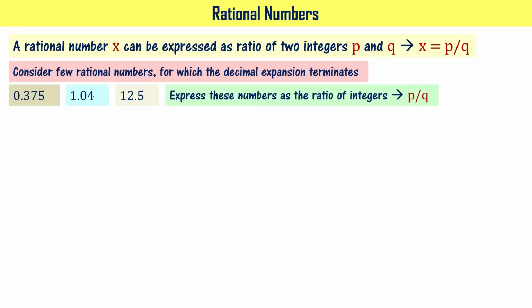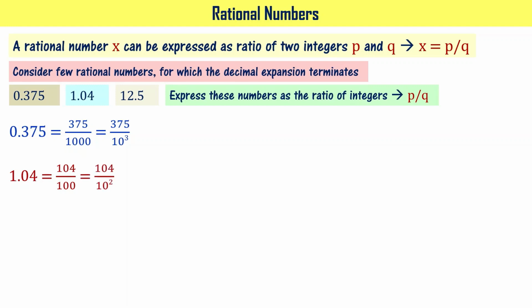Now let's express these numbers as a ratio of integers in the form of p by q. 0.375 can be written as 375 divided by 1000, right? It can be written as 375 divided by 10 cube. 1.04 can be written as 104 divided by 100. That can be written as 104 divided by 10 square, right? 0.0875 can be written as 875 divided by 10,000, right? It can also be written as 875 divided by 10 power 4.